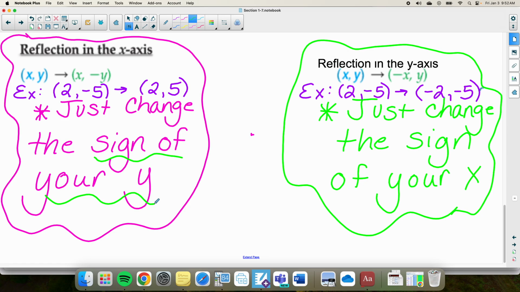When you reflect over the y-axis, you're gonna change the sign of your x coordinate. So if this is 2, it's gonna become -2. And notice we don't change the y at all, okay?